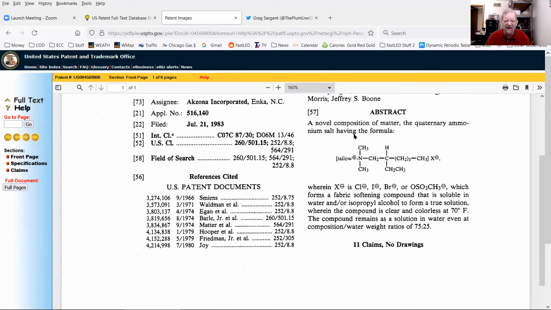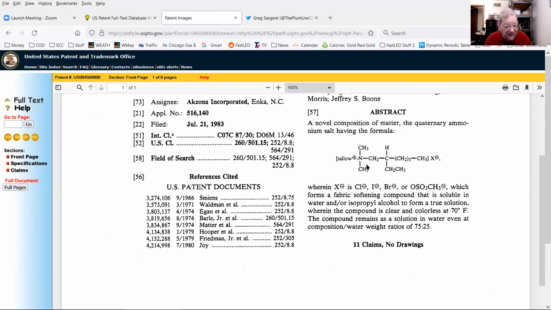A novel composition. This is a composition of matter patent, the strongest, of a quaternary ammonium salt. That's my invention. I told Keith, you should make it, because I wasn't working in that area in our research group, so that's why we're together on the patent. And instead of R sub T, we just put tallow. And do you know what kind of molecule this is?